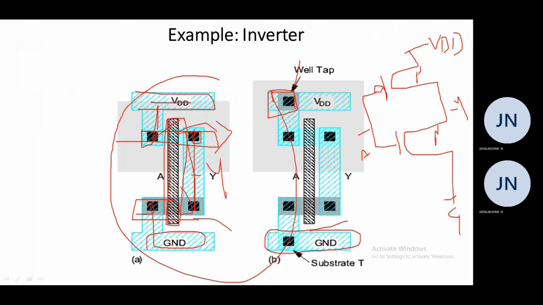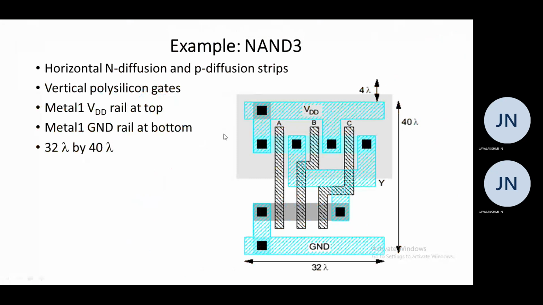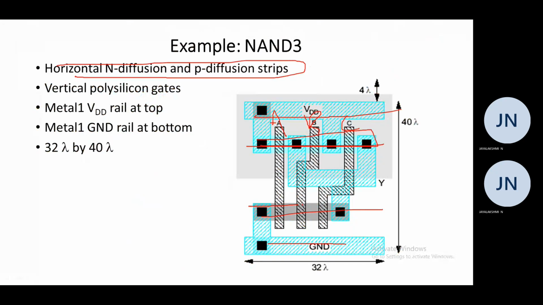So here I am taking a simple example that is a 3-input NAND gate. If you consider a 3-input NAND gate, as we are having 3 inputs which can be represented as A, B, C, and also at the top we will be having VDD. At the bottom we will be having ground. So this is a P diffusion and this is an N diffusion. So usually the horizontal N diffusion and P diffusion strips. So here we are having a horizontal P diffusion strip, and here also we are having a horizontal N diffusion strip and vertical polysilicon gates. These are gates as well.